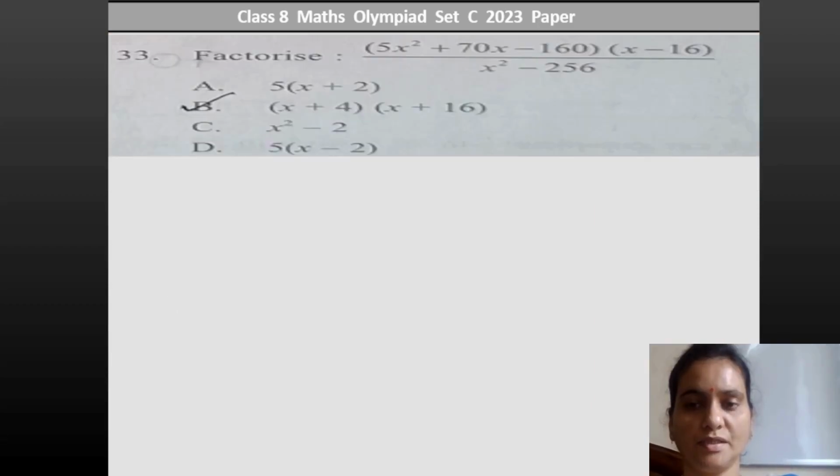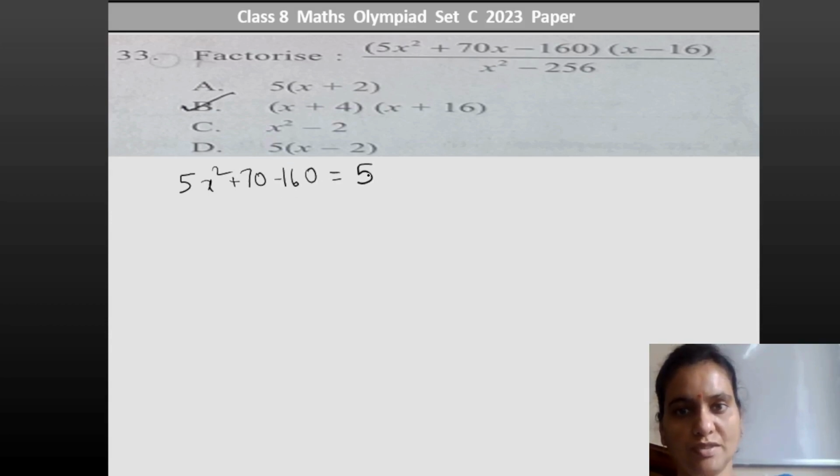Let's do question number 33. Factorize this particular expression we have been given. If you see, it is 5x square plus 70x minus 160 into x minus 6 divided by x square minus 256. Now let's first factorize 5x square plus 70x minus 160. In 5x square plus 70x minus 160, 5 is a common factor. I'll just keep the 5 outside. So what will remain inside the bracket?